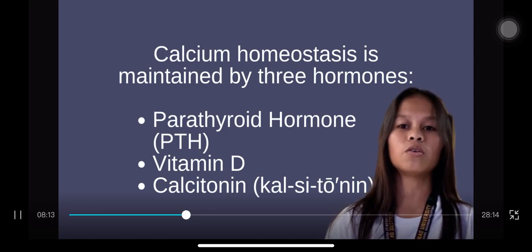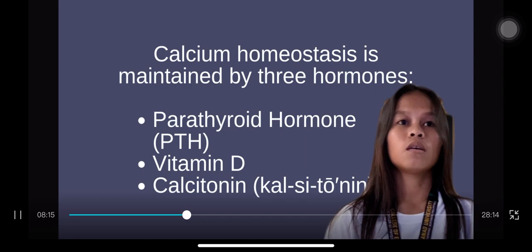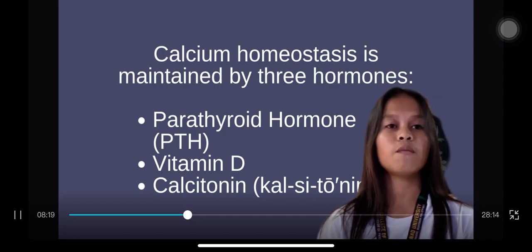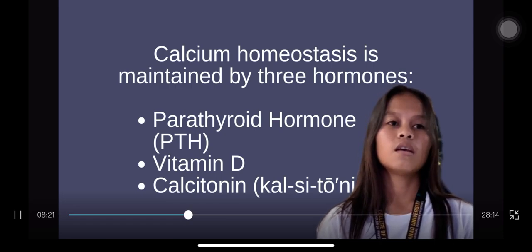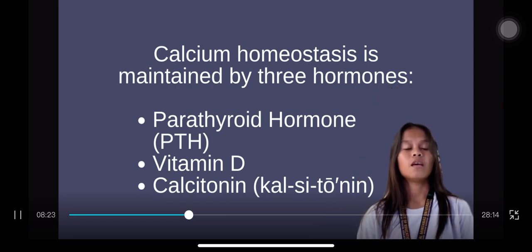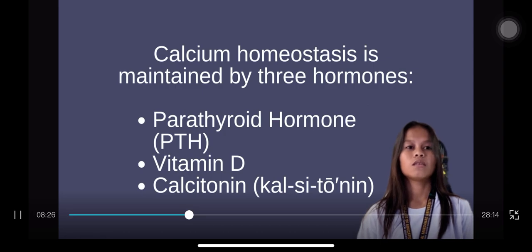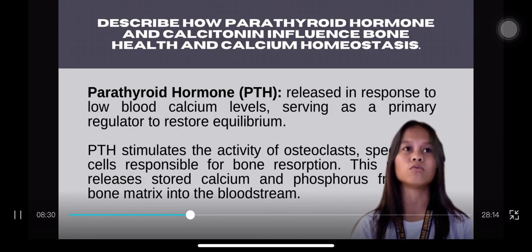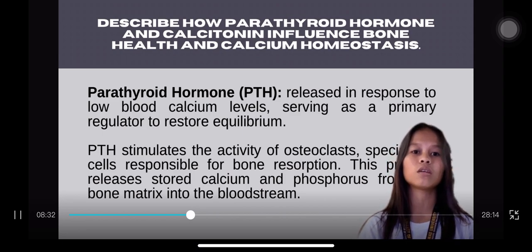First is parathyroid hormone. It comes from the parathyroid glands. Next is vitamin D. It comes from the skin or diet. Third is calcitonin. It comes from the thyroid glands. Next, describe how parathyroid hormone and calcitonin influence bone health and calcium homeostasis.